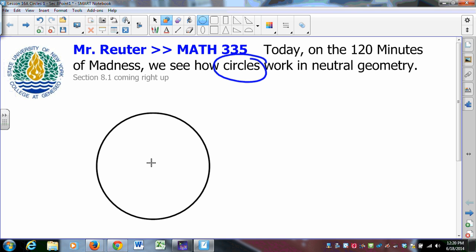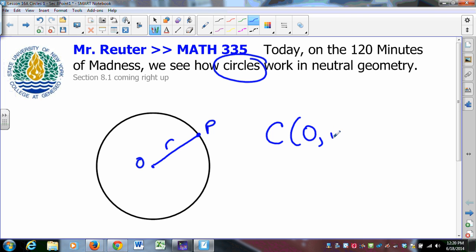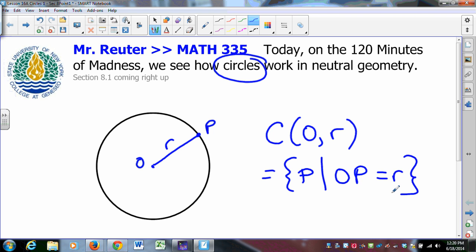So, this is some point, call it O. O is usually the center of the circle. There is some distance R, and so there's this point P that's on the circle. So let's say this is the circle with center O and radius R. That's the set of all points P such that the distance from O to P is R. It is exactly what you imagined from high school. That's what a circle is.